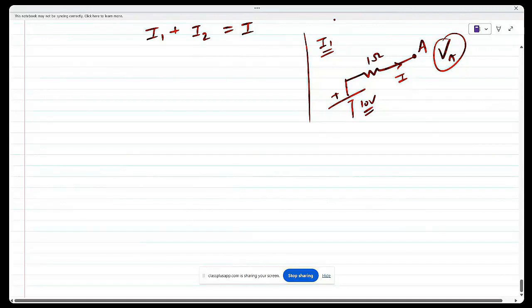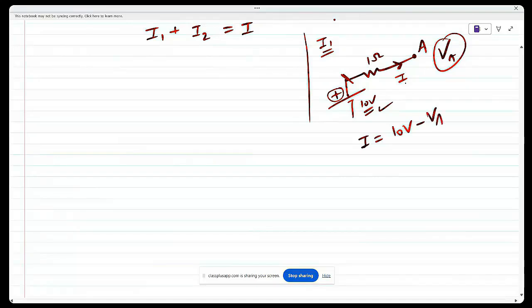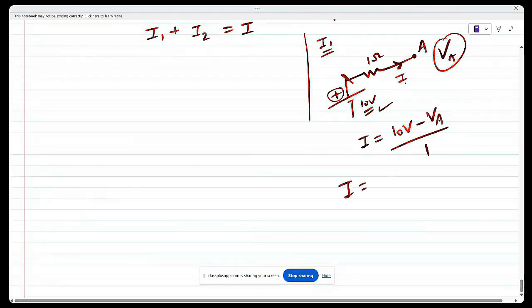The property of the battery is to inject the current in the circuit from its plus terminal, and the same is happening here. This current is coming from this battery from its plus terminal, means this current is supporting this 10 volt. This current is nothing but the potential difference across this 1 ohm resistance. Here the potential is 10 volt and here the potential is VA. So you can write it divided by resistance, which is 1. So finally you can write I is equal to 10 minus VA upon 1.